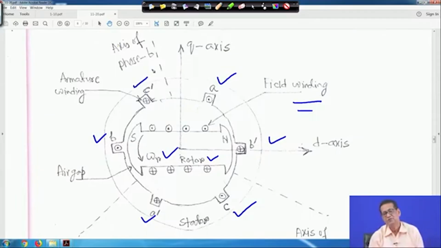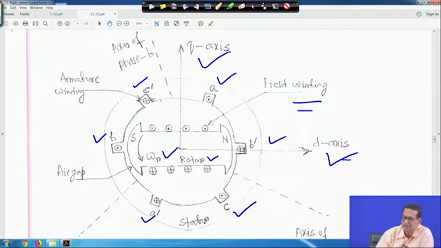There is a plus or dot convention: current entering the plane or leaving the plane. Along this we have the d axis, which is the direct axis, and this is the quadrature axis. The quadrature axis leads the d axis by 90 degrees.